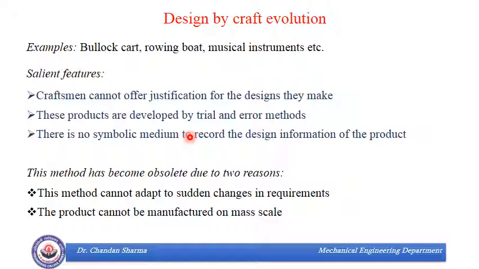Obviously, this process of design is obsolete due to two reasons. First, this method cannot adapt to certain changes in the requirement. Secondly, the product cannot be manufactured on mass scale. This is basically a method which can be used for customized design, and that too for simple designs. Otherwise, for complicated state-of-the-art designs, this method cannot be adopted. Hence, it is obsolete.